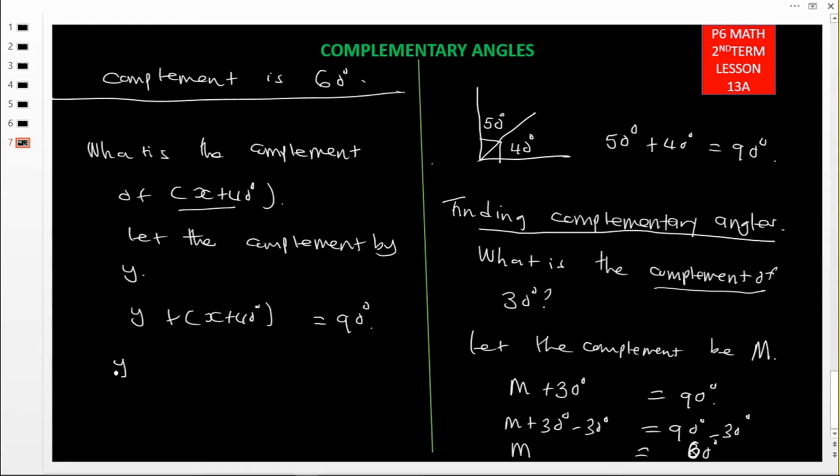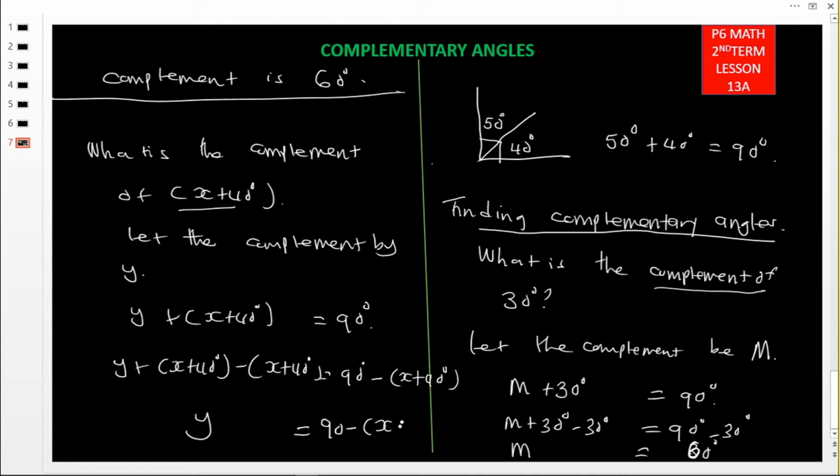Now it will be y plus angle (x plus 40 degrees) minus angle (x plus 40 degrees) is equal to 90 minus the angle (x plus 40 degrees) in brackets. Therefore these ones are going to give us a 0, so y is going to give us 90 minus (x plus 40 degrees). Now here you can leave your answer like this.